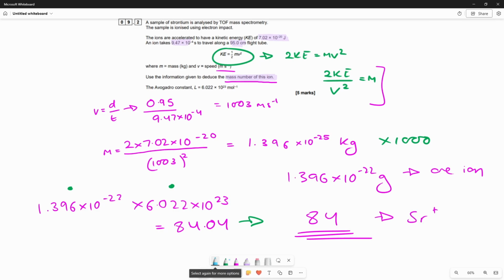So in blue I'm going to go through each singular marking point. You get 1 mark for finding the speed. You get another mark for finding the mass through this equation. You get another mark for multiplying it by 1000 and getting the mass of one ion. And then you get another mark for getting 84.04, and then the final mark for rounding to 84 and finding the mass number.